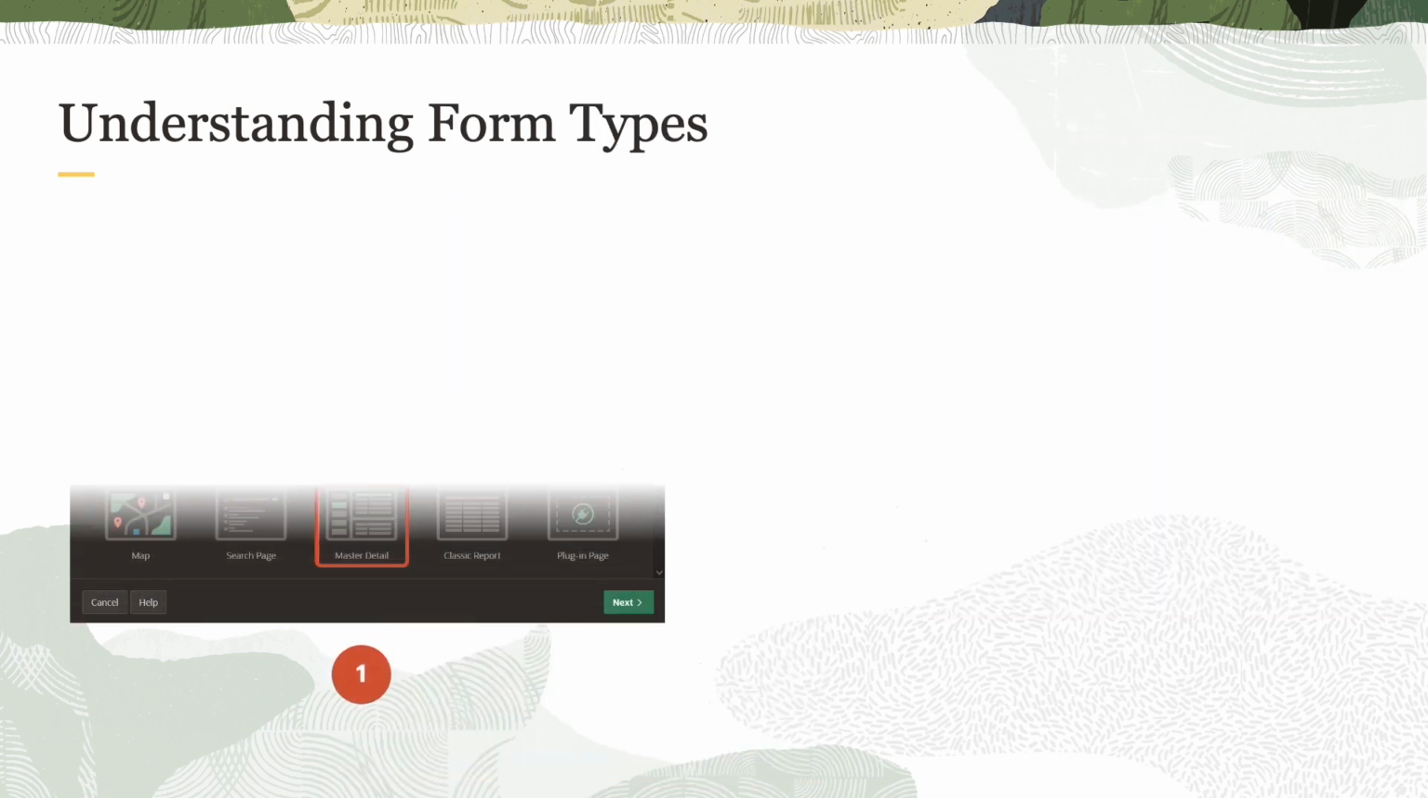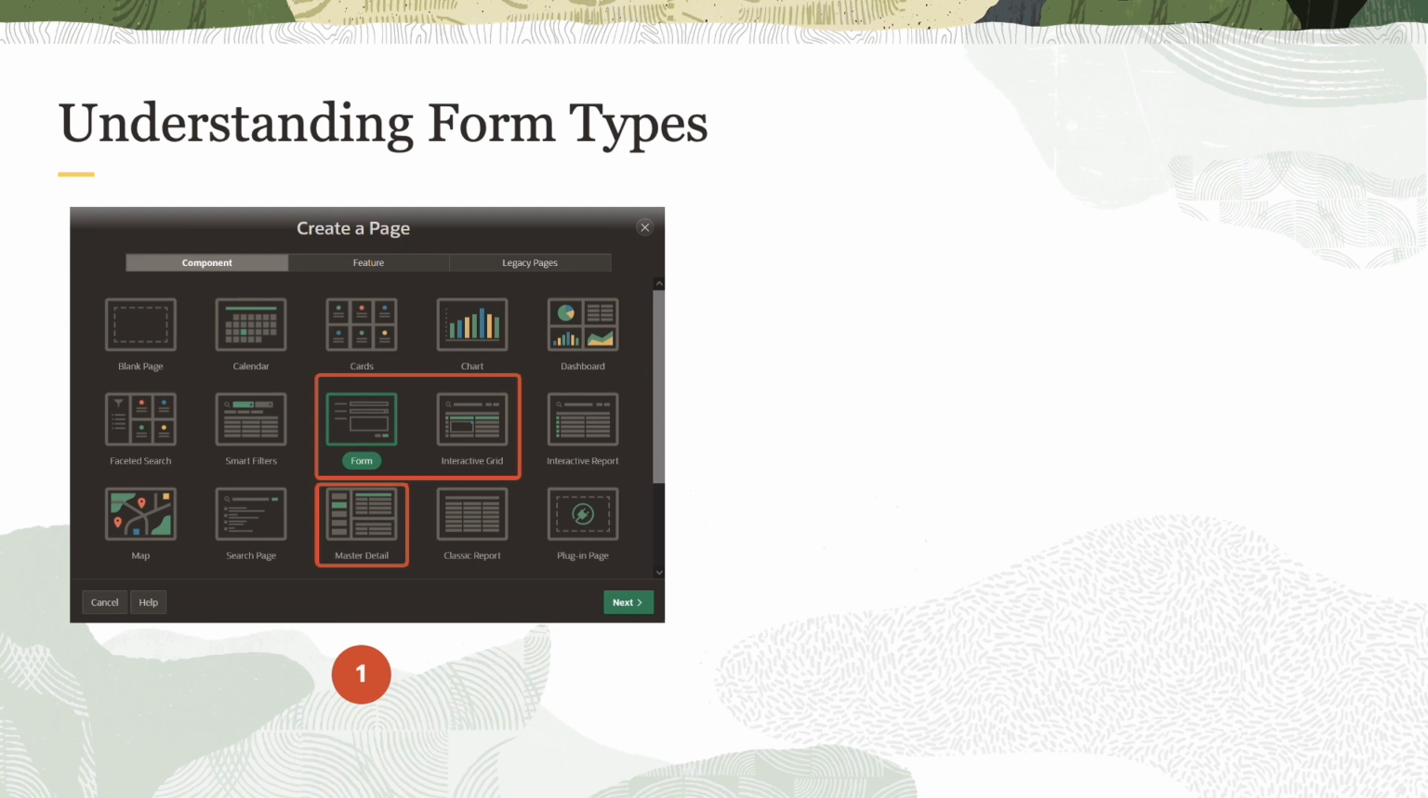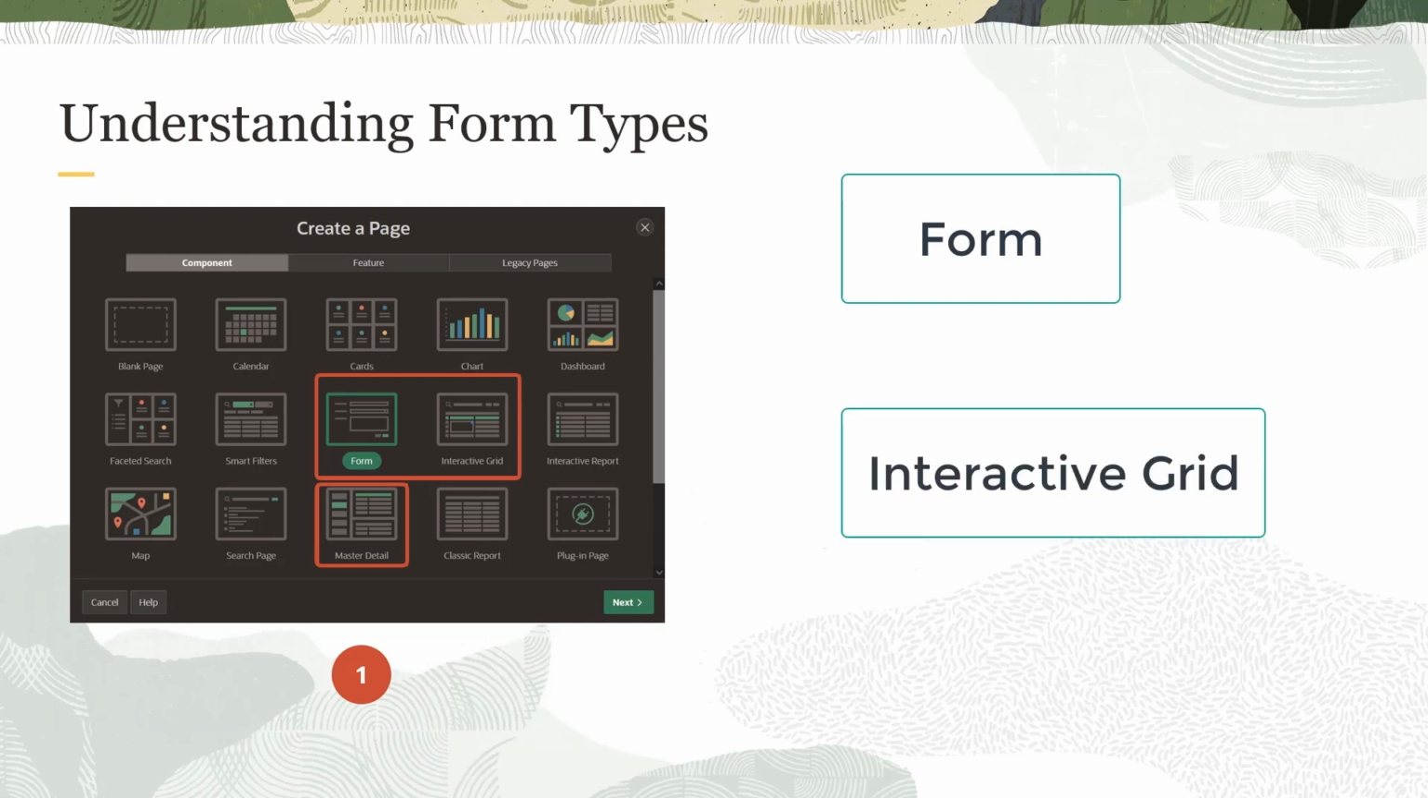Let us learn about the form types you can create using the Create Page wizard. In the Create Page wizard, you can choose any of the following form types. Form. This creates a form that enables users to update a single row on the specified data source, which can be a table, SQL query, or REST source module. The second is an interactive grid. This presents users a set of data in a searchable, customizable report. We saw in the previous lesson that when the edit attribute is enabled, the end user can add, update, or delete rows right in the interactive grid.